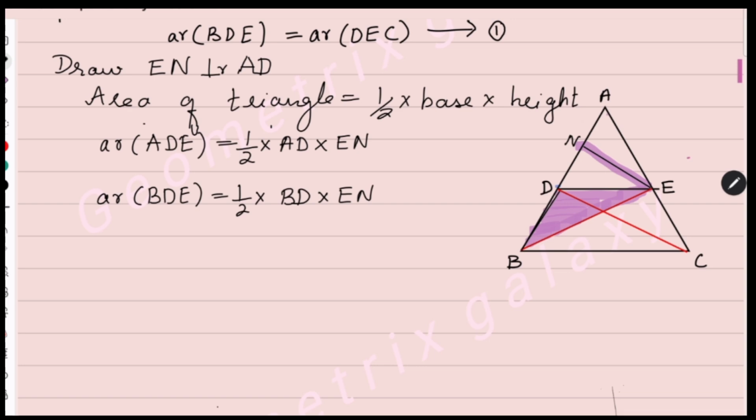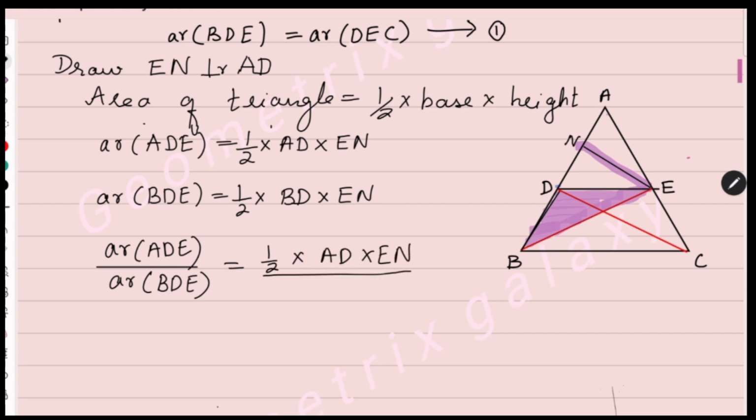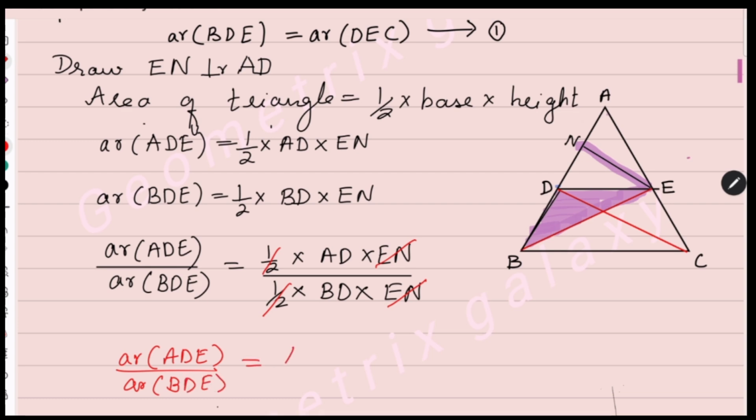Now, we will divide area of triangle ADE by area of triangle BDE, which is equal to half into AD into EN divided by half into BD into EN. Here, we can cancel half and half, EN and EN. Therefore, area of triangle ADE divided by area of triangle BDE is equal to AD by BD. This is our equation 2.